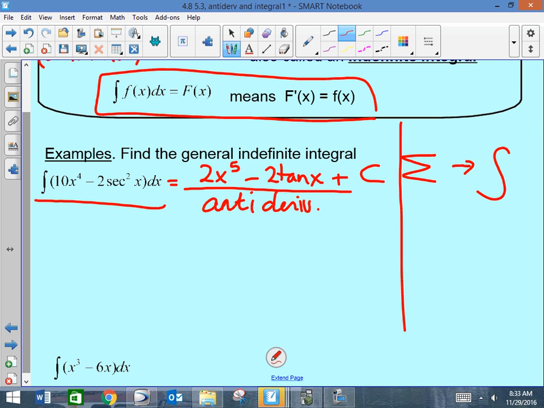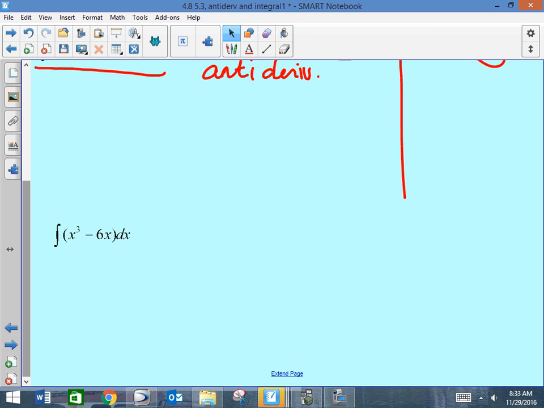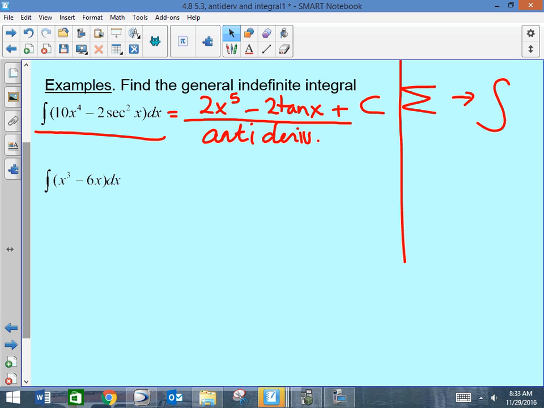Okay, so double check them. You should be good. I'm going to try and leave you so much space. Usually that's not a problem I have. Okay, so that is finding the indefinite integral, which is the antiderivative.